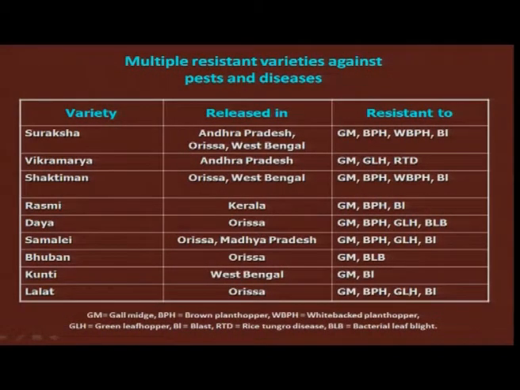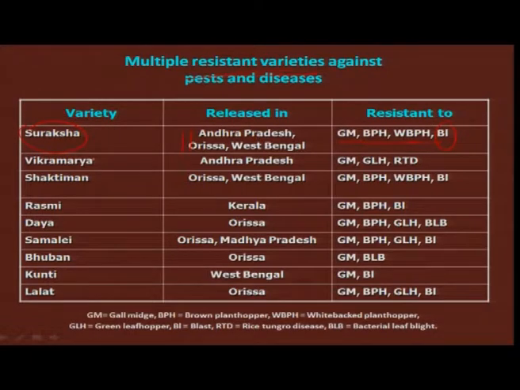Another important feature is that in a given locality, not just one species is dominating; sometimes more than one species is causing economic damage. Multiple resistant varieties have also been identified across the country. If you see this table, variety Suraksha has been identified and released in Andhra Pradesh, Orissa, West Bengal. This variety is resistant to brown plant hopper, white backed plant hopper, gall midge, and also to the disease blast.